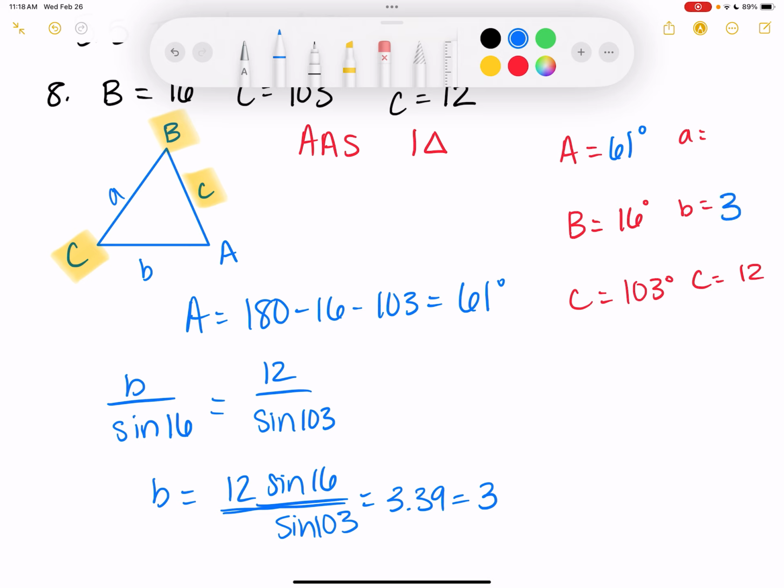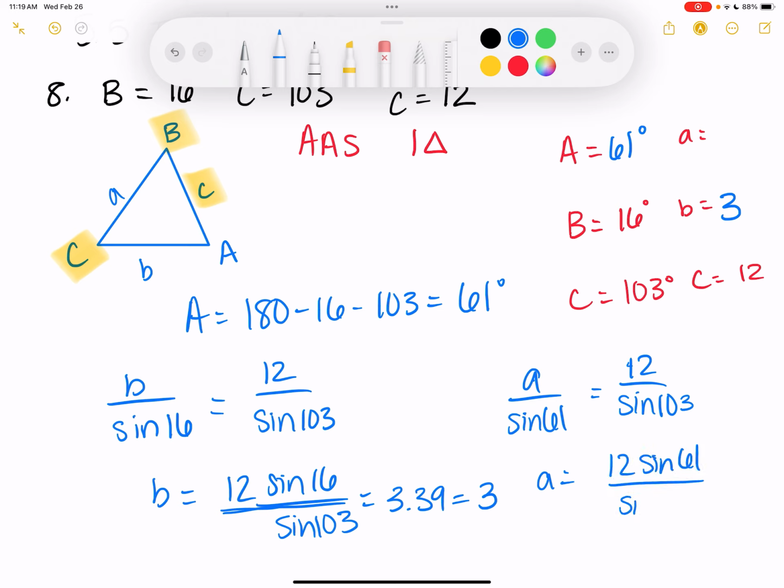And then for A, I'm going to also use the stuff for C, because if I happen to have done some math wrong here with B, then I don't also get A wrong. So it'll be A over the sine of 61 equals 12 over the sine of 103. So A equals 12 sine of 61 over the sine of 103. So we'll call that 11. And so now your triangle is solved.